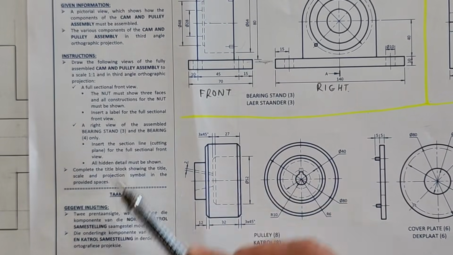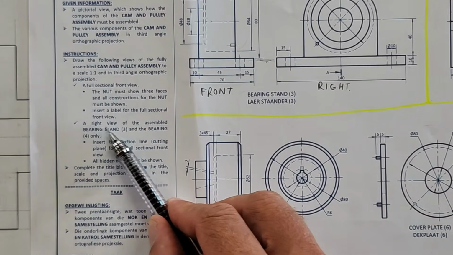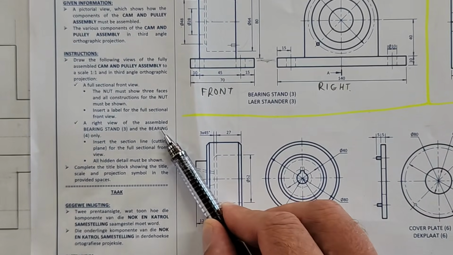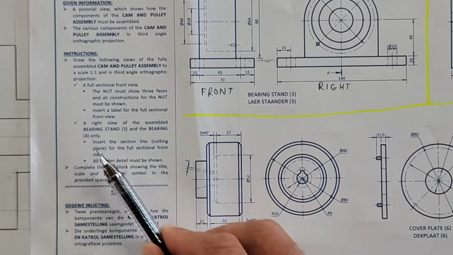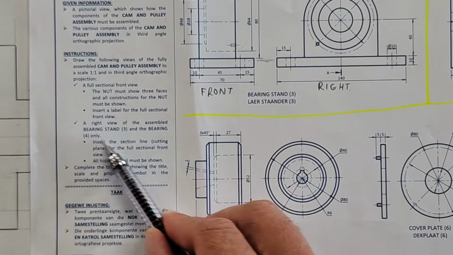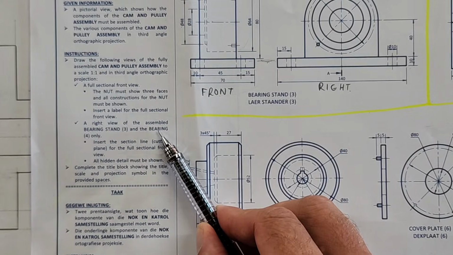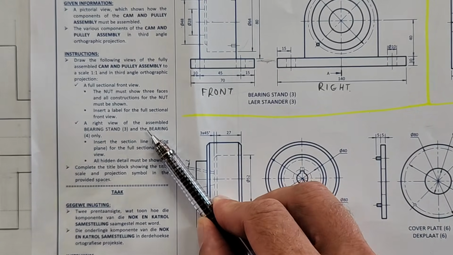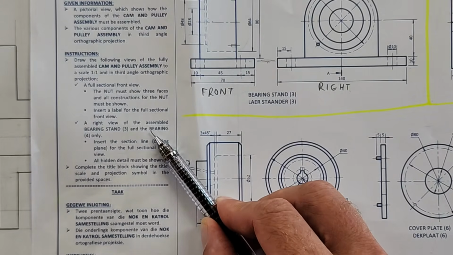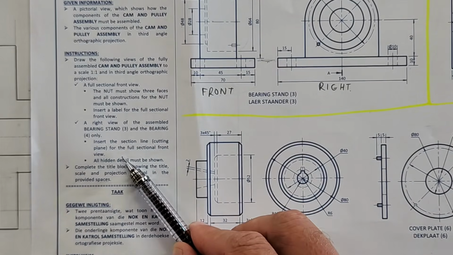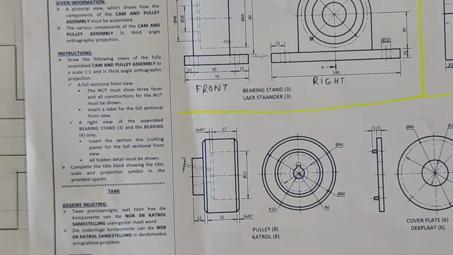Insert a label for the full sectional front view. Then they ask for a right view of the assembled bearing stand and the bearing only. That means they're excluding the actual nut from this right view. So you're not going to put the nut on this right view. Insert the section line, all in detail, complete the title block, etc.